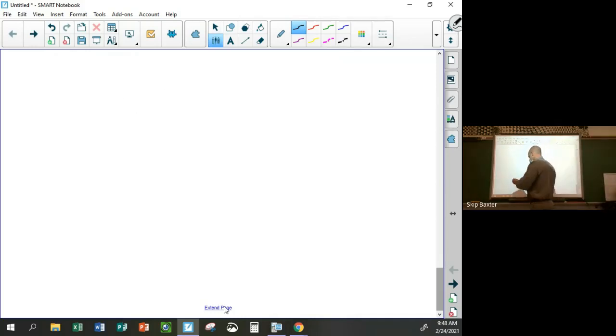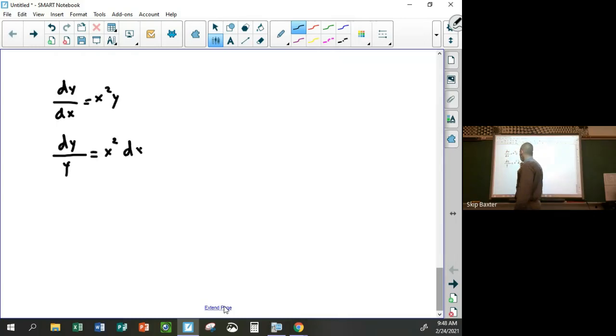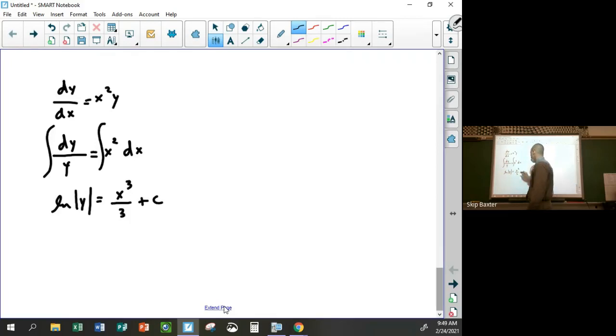So we have dy dx equals x squared y, and it says y could be which of the following? Well, if you just solve this, it's separable. This is dy over y equals x squared dx. And integrate, you get ln y equals x cubed over 3 plus c, right?